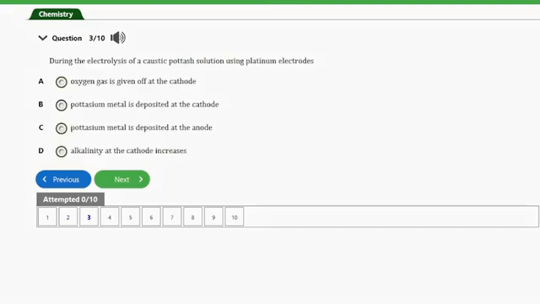The question here says, during the electrolysis of a caustic potash solution using platinum electrodes, A, oxygen gas is given off at the cathode, B, potassium metal is deposited at the cathode, C, potassium metal is deposited at the anode, D, alkalinity at the cathode increases. The answer to this question is alkalinity at the cathode increases. The reason for this is because hydrogen ions will be deposited at the cathode.